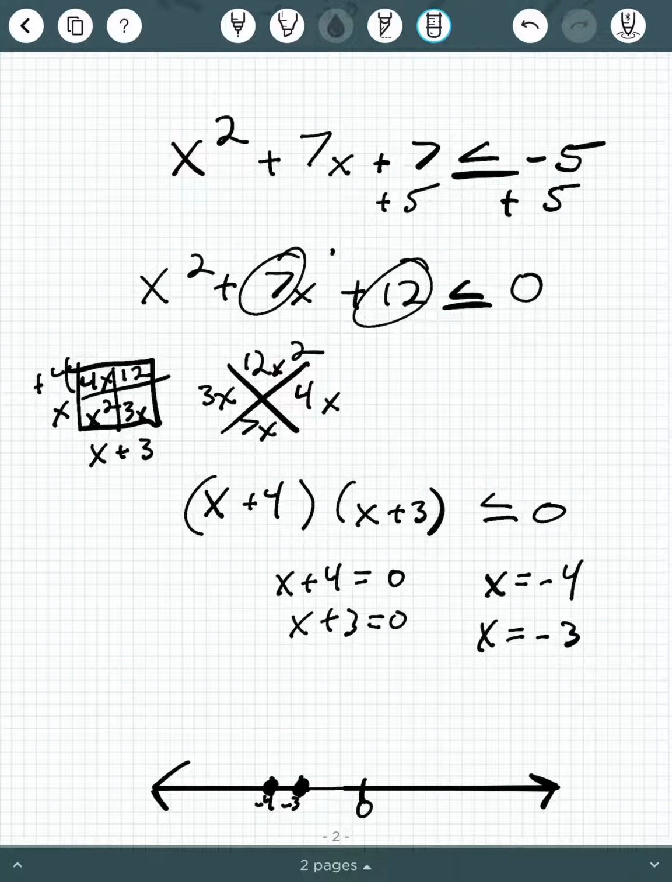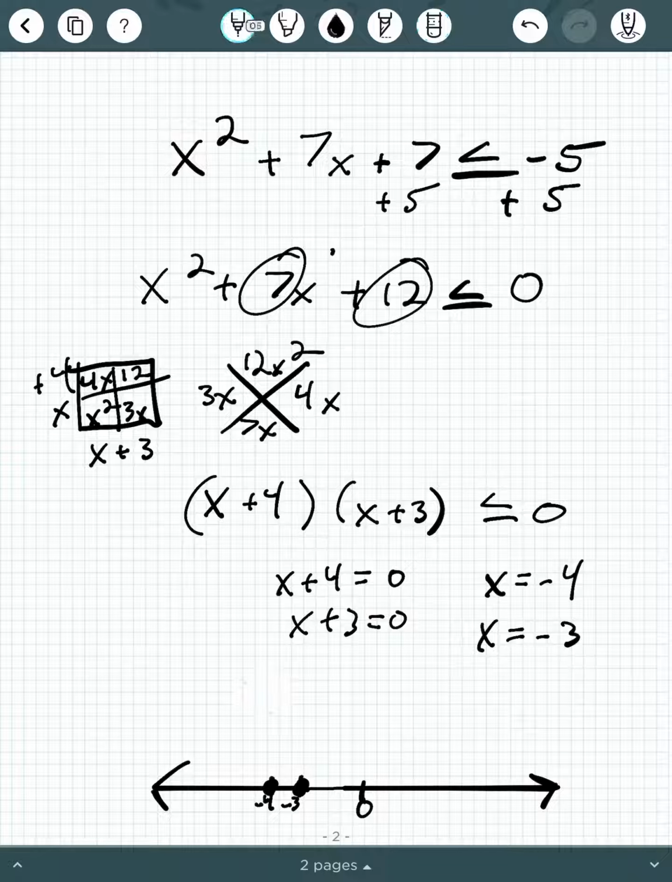If we test again with a value this time, let's go to the right of -3. So let's test this area here. Well, that's the easy one where we get to put 0 in. Well, 0 squared plus 7 times 0 is all 0, so it ends up just saying 12 is less than or equal to 0. Again, not true. We don't shade to the right. What that means I almost know without a doubt it's between -4 and -3.